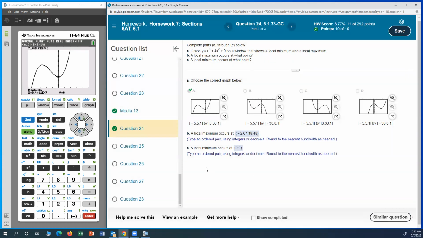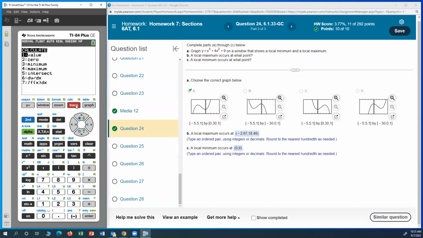So again, to get the maximum or a minimum, you go to second trace, and that gets you to your calculate menu.